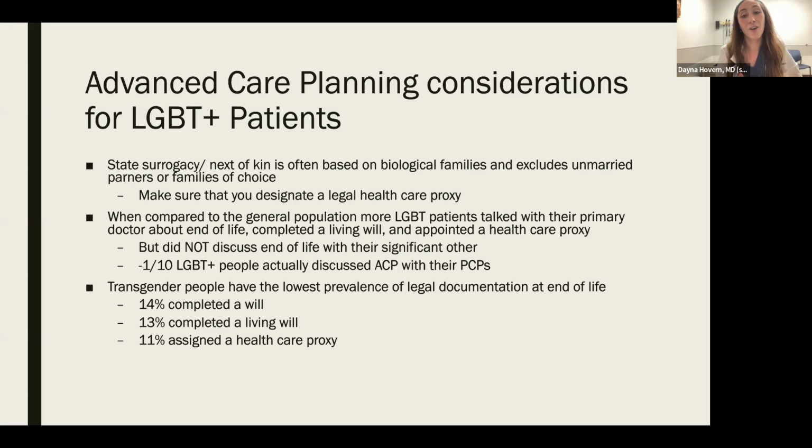And even though the LGBT patients were better than the general population at talking about these types of things with their primary care doctor, they looked at the numbers. It was only about 1 in 10 LGBT patients who were actually having these types of discussions with their primary care providers. And this study also found that transgender people have the lowest prevalence of legal documentation at the end of life. So only 14% of them have completed a will, only 13% have done a living will, and even less, only 11%, assigned a healthcare proxy.